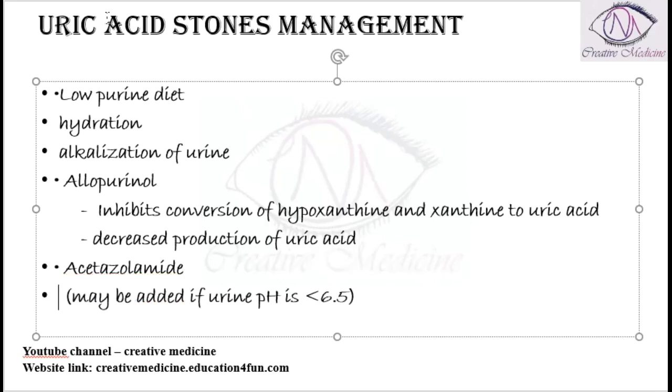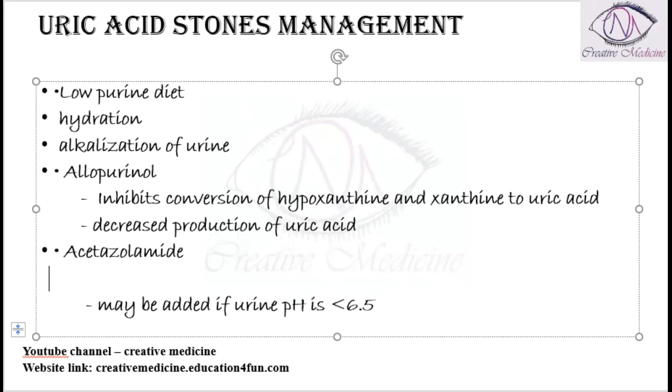You can also use acetazolamide. Acetazolamide is added only if the urinary pH is less than 6.5. Acetazolamide will help in excretion of the uric acid along with the water. What is acetazolamide? It is actually a carbonic anhydrase inhibitor. So it helps in diuresis.